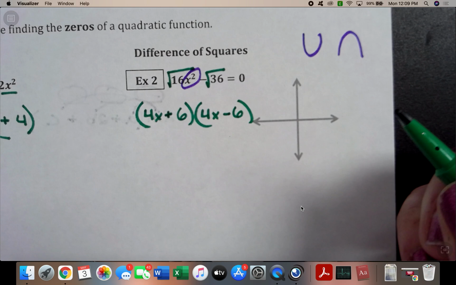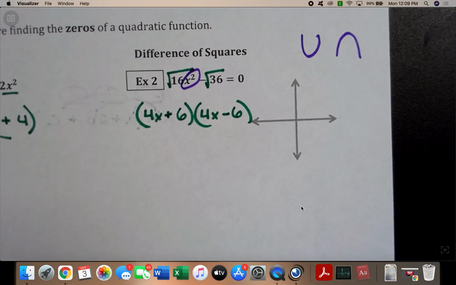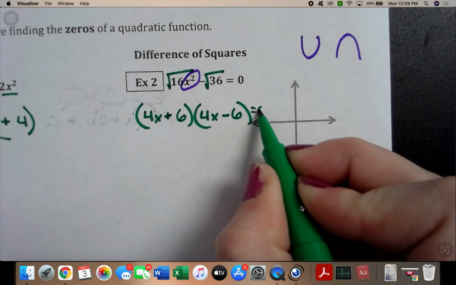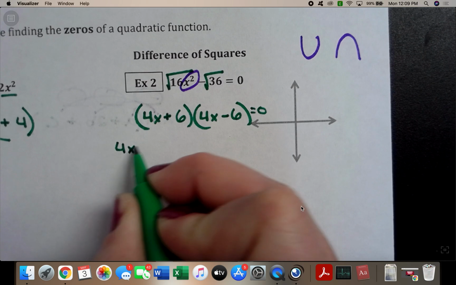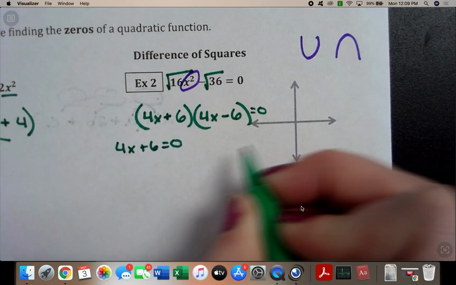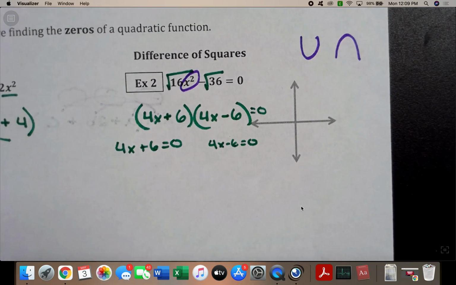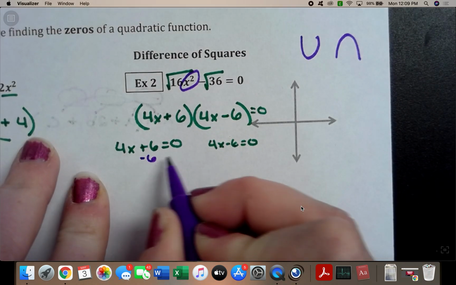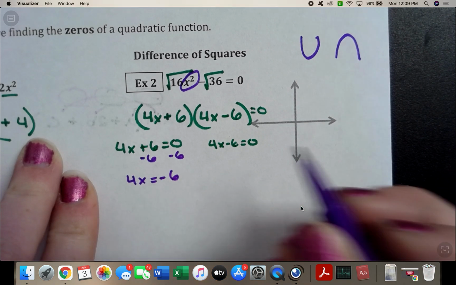And one of them is plus, and one of them is minus. Now, these ones have a little bit more work after them, because after we get them factored down, we have to set both of them equal to 0. So 4x plus 6 equals 0, and 4x minus 6 equals 0. And then we just have to solve. Minus 6, minus 6. 4x equals negative 6, and then divide by 4.